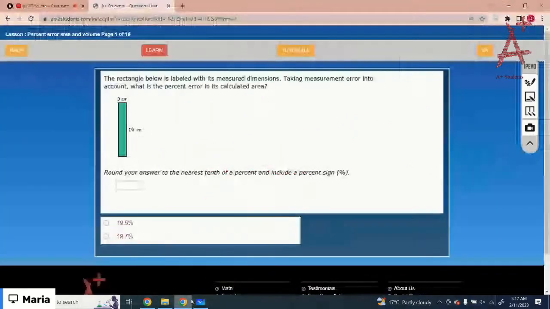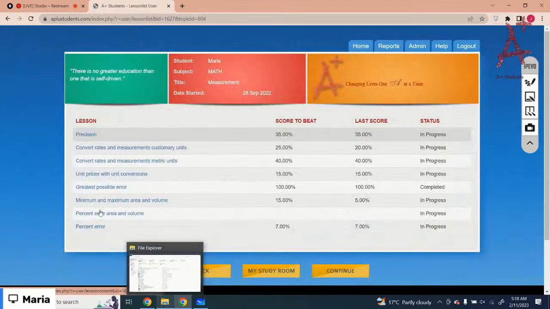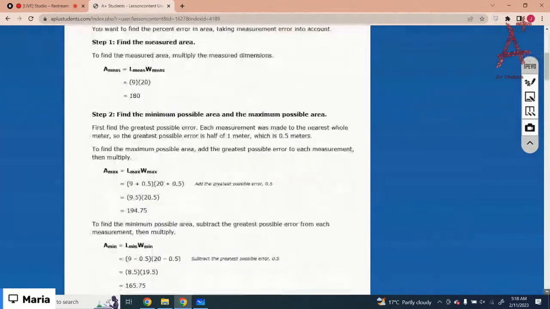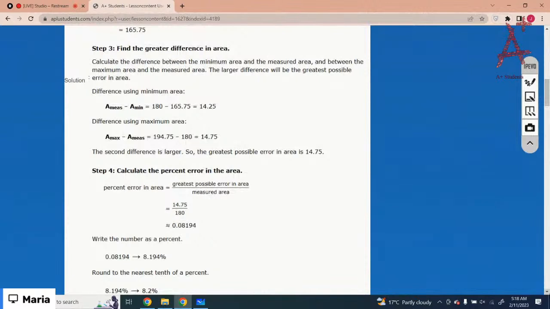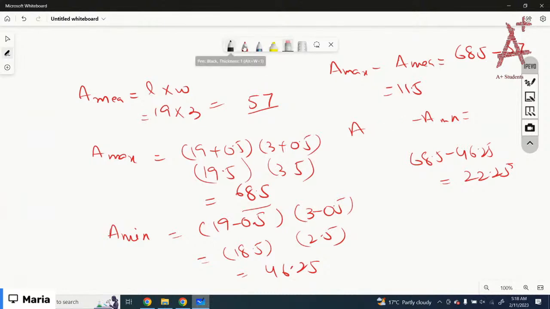Okay, let me see, you have to calculate taking measurement into account. What is the percent error in its calculated area? You have to calculate the percent error. So for the percent error, what you have to do, wait, hold on. To calculate the percent error, you have to do greatest possible error in area divided by the measured area. Got it? You have to subtract area max minus area measured. Area measured minus minimum, sorry. Area measured minus minimum.